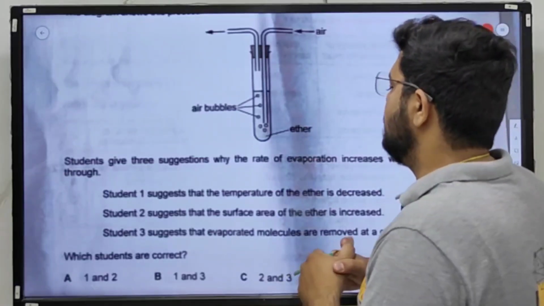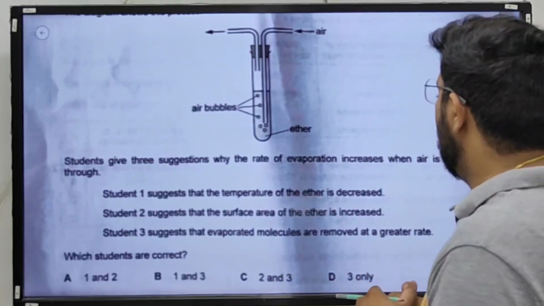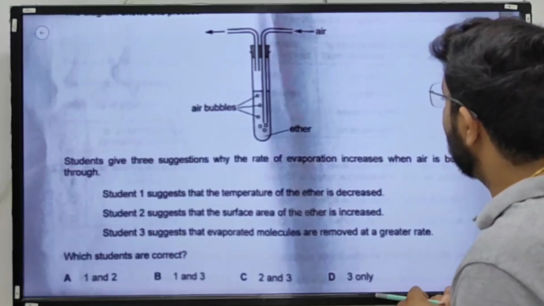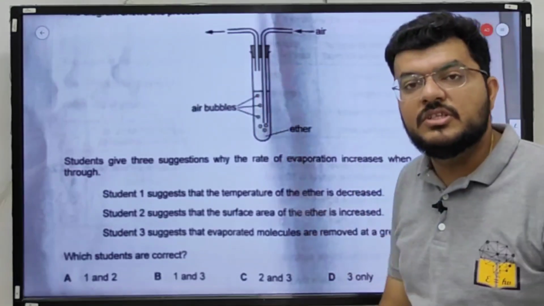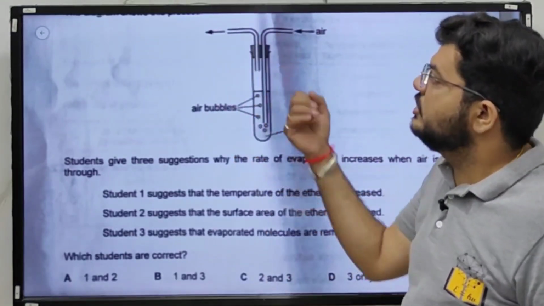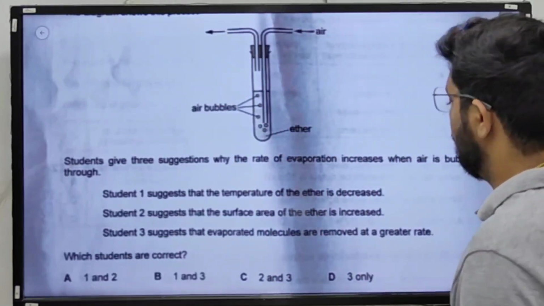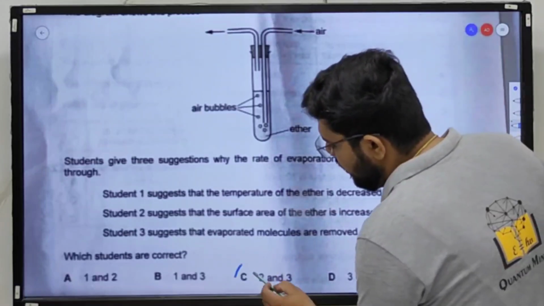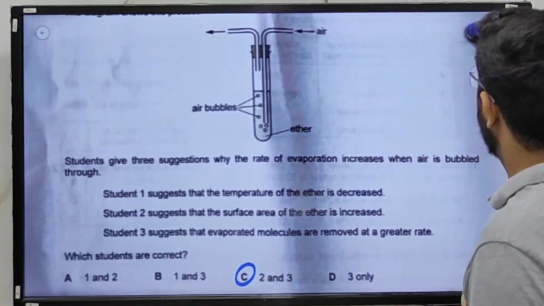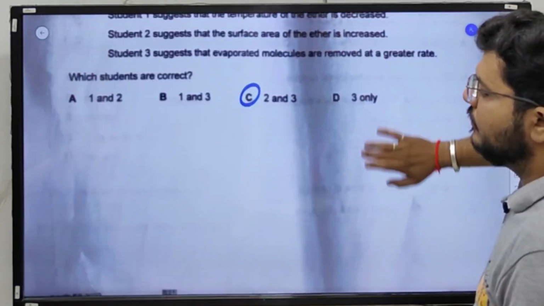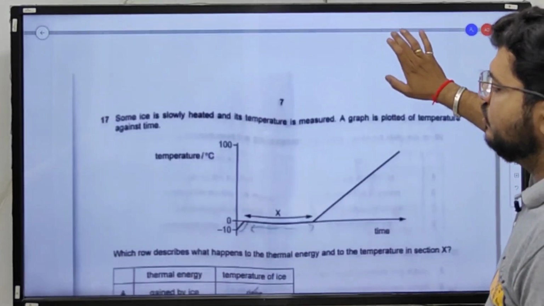And student 3 suggests that evaporated molecules are removed at a greater rate. Yes, because the air bubbles are being passed through, they are continuously removed as well. So which student is correct? Student 1 is wrong, but student 2 and 3, both of them are correct. So I will check the answer C. Let's go for the next question.